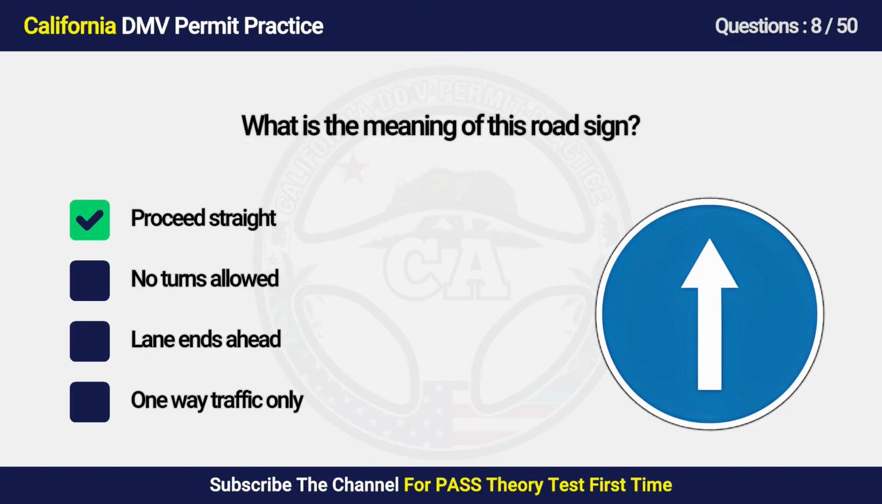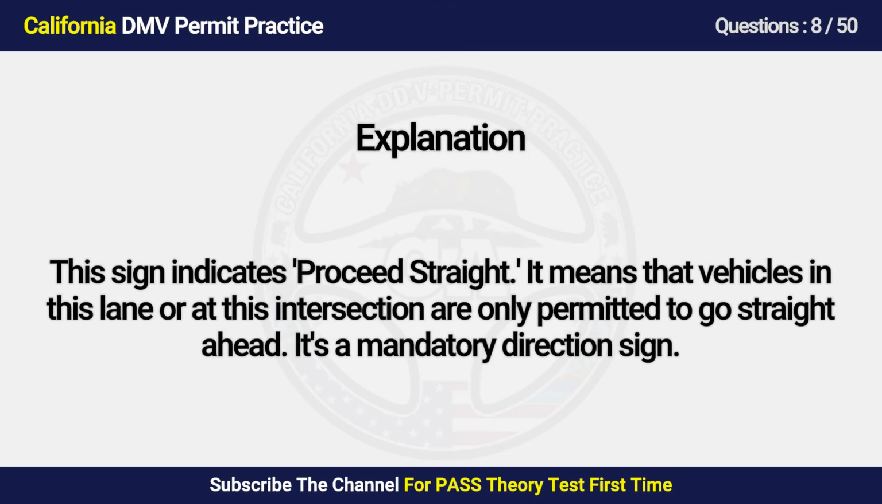Answer is A. Proceed straight. This sign indicates proceed straight. It means that vehicles in this lane or at this intersection are only permitted to go straight ahead. It's a mandatory direction sign.